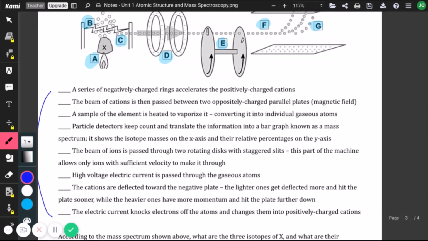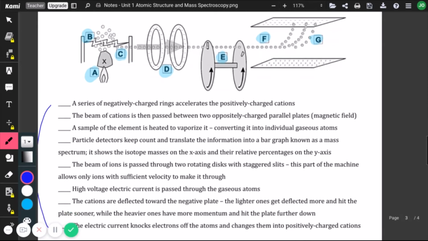Okay, so let's go over that. First off, looking at A, what do we see here? Well, we see that there is fire. That fire tells me that they're heating up the substance. It's a sample of the element being heated to vaporize it. So we're trying to convert it into its individual gaseous atoms.